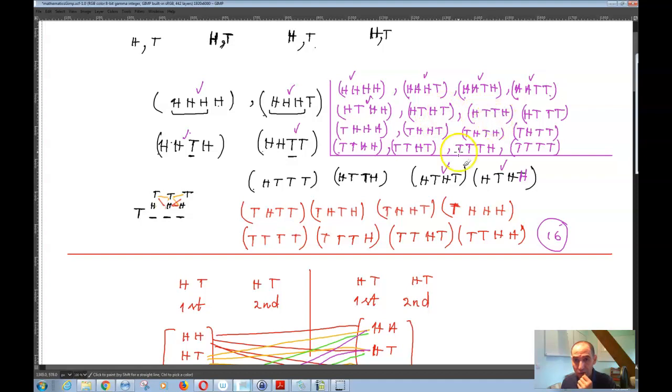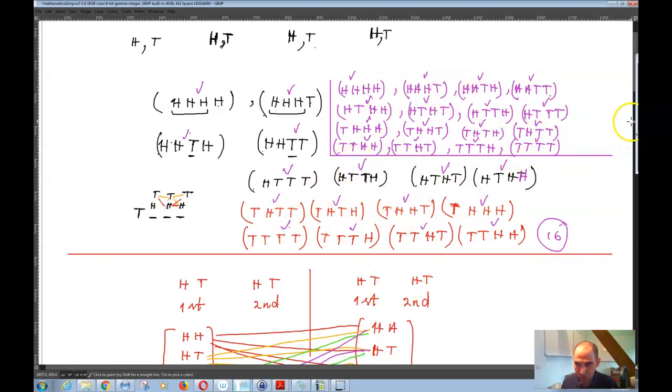HTHT would be this one, HTTH would be this one, and HTTT would be this one, and then you have THHH, which is this one, and then you have THHT, which is this one, THTH is this one, THTT is this one, and TTHH is this one, and then TTHT is this one, and then TTTH is this one, and then T four times would be this one.